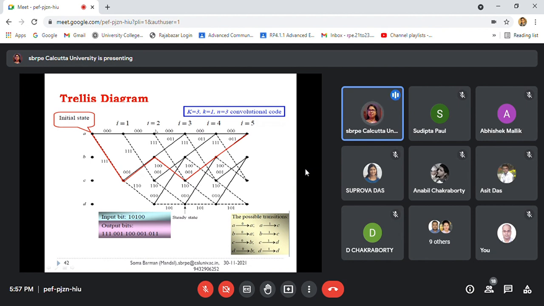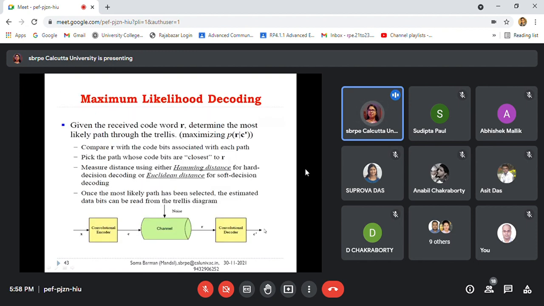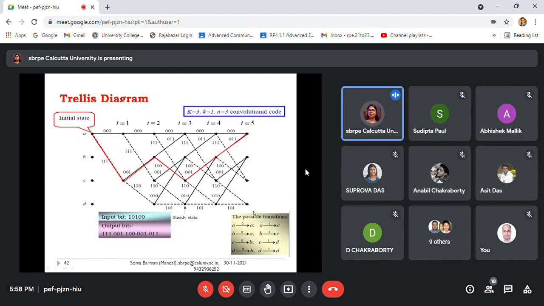Now from the diagram, how do you encode your information? Suppose the diagram is given to you without this red mark. This transition table is not given to you. Only the trellis diagram, the black one, is given. This red line is not given to you. You have to mark the red line.